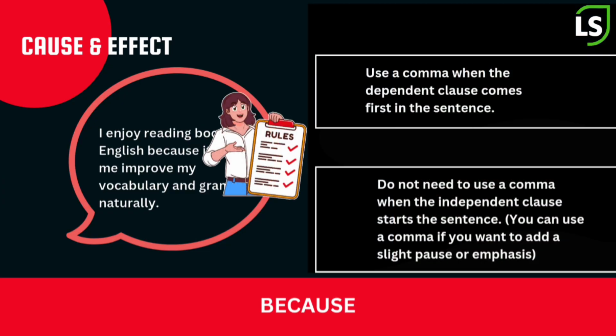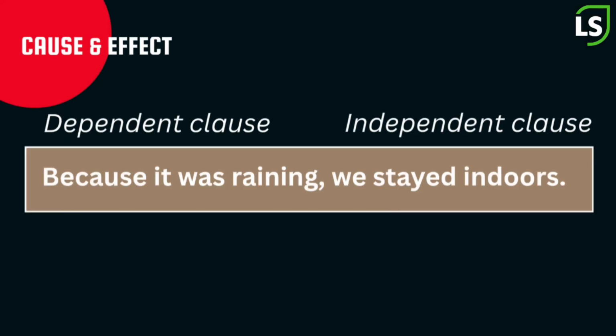Use a comma when the dependent clause comes first in the sentence. And we don't usually use a comma when the independent clause starts the sentence. Why is that? Well, the comma helps separate the dependent clause when it comes at the beginning, so the reader doesn't get lost. But when the dependent clause comes after the main idea, the sentence already feels clear, so no comma is needed.